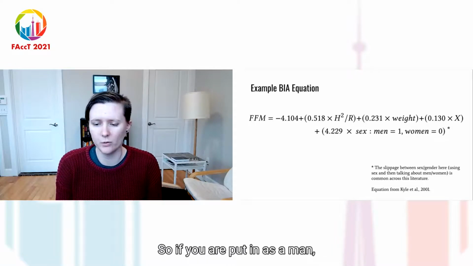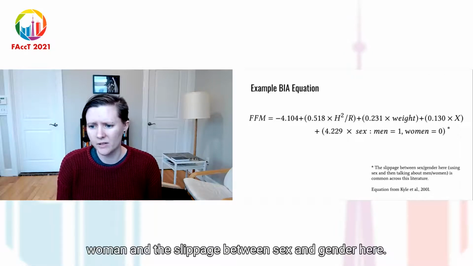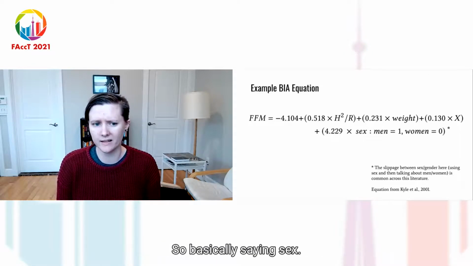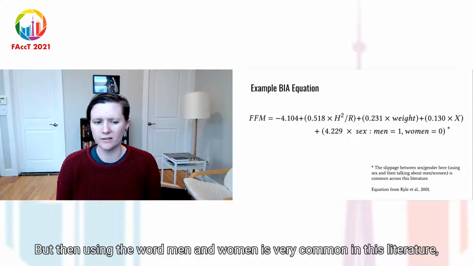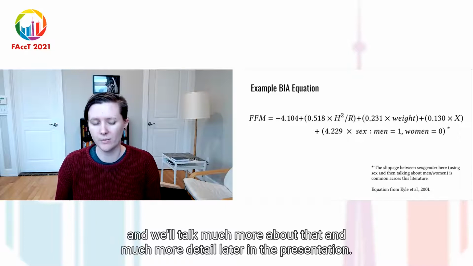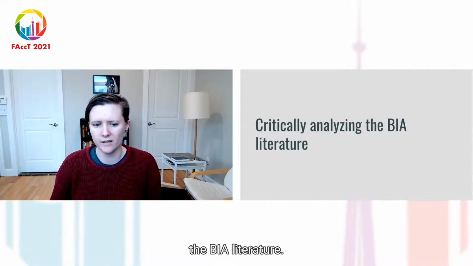And in this case, sex basically stands in for a constant. So if you are put in as a man, you have 4.229 kilograms more fat-free mass than a woman. And the slippage between sex and gender here, so basically saying sex, but then using the word men and women, is very common in this literature, and we'll talk about that in much more detail later in the presentation. So I'm going to turn it over now to Kendra to talk more about critically analyzing the BIA literature.